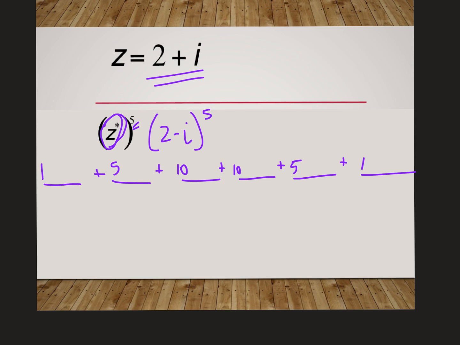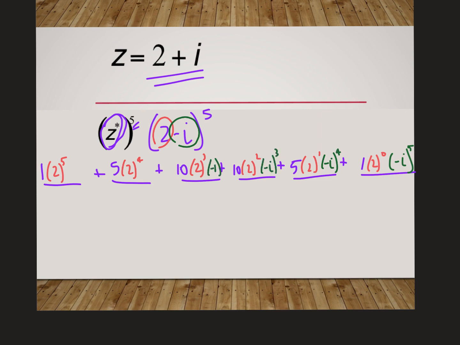Next, and I will switch colors for you. I'm going to put something dealing with 2 in each one. This is 2 to the 5th, 2 to the 4th, 2 to the 3rd, 2 squared, 2 to the 1st, and 2 to the 0. And then lastly, and you got to really watch the signs on this one, we have to put negative i in each of these blanks. So negative i to the 5th, negative i to the 4th, negative i to the 3rd, negative i squared, negative i to the 1st, and negative i to the 0.